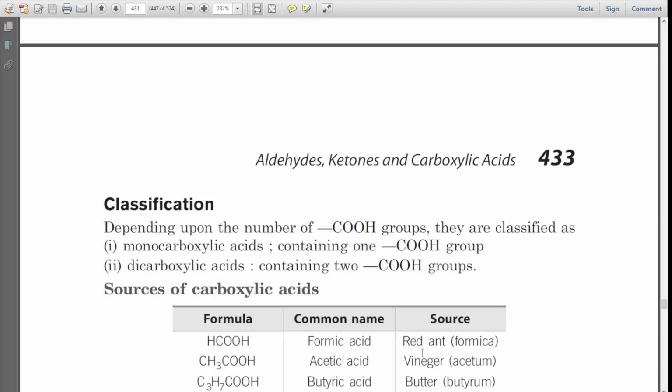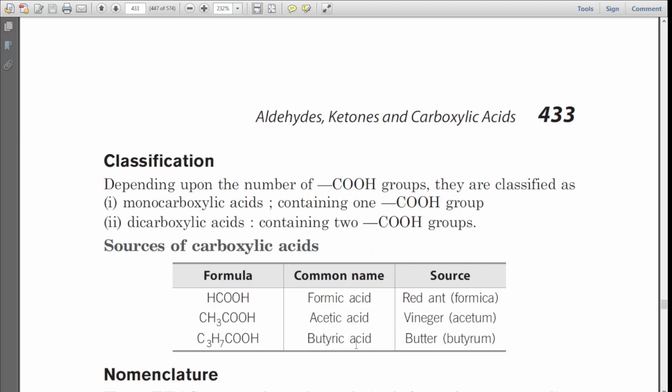The common names of carboxylic acids are given here. Methanoic acid, which is known as formic acid, is found in the sting of the red ant, Formica. Ethanoic acid, acetic acid, is known as vinegar, and butyric acid, which is known as butanoic acid, is a form of butter.